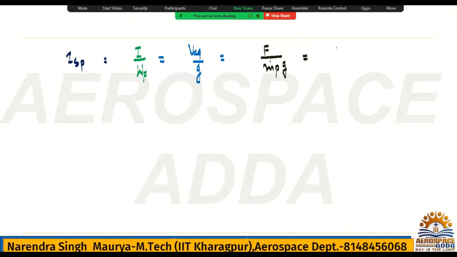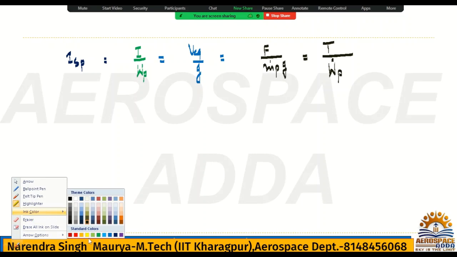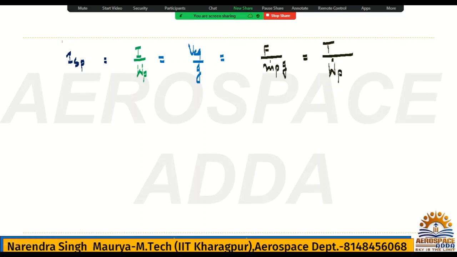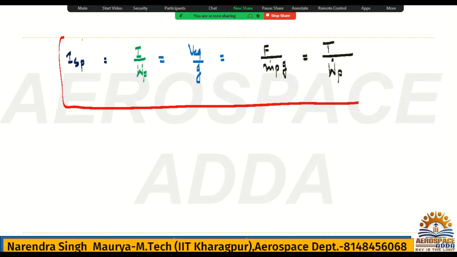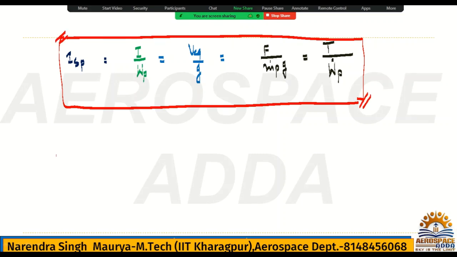This is nothing but F. F is thrust force, or whatever notation you can take. Thrust divided by m dot P into G is nothing but thrust divided by weight flow rate W dot P. There should not be any confusion. What is W dot P? That should be very clear. This is the final formula of the specific impulse.